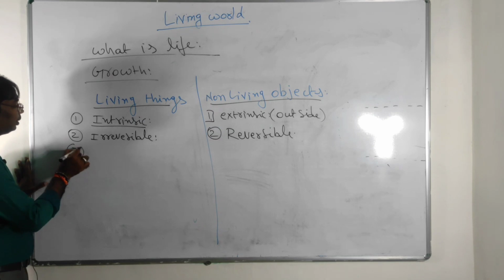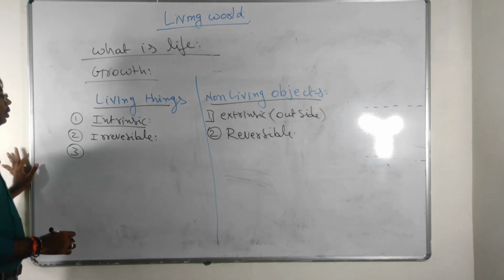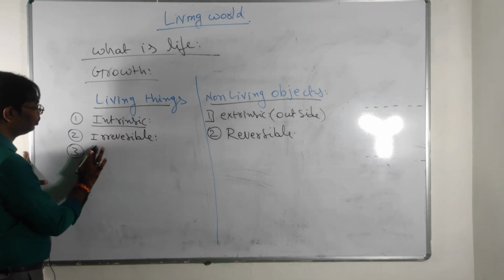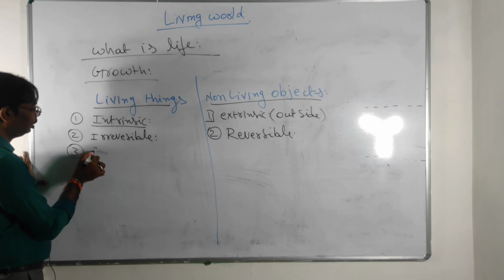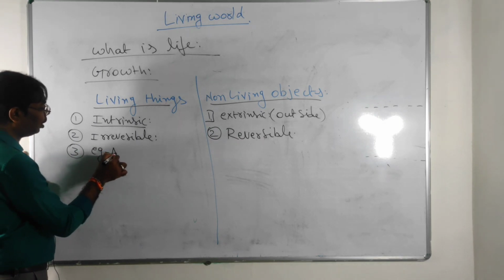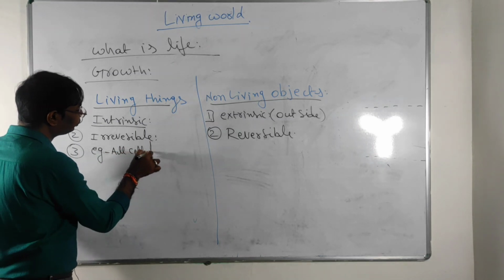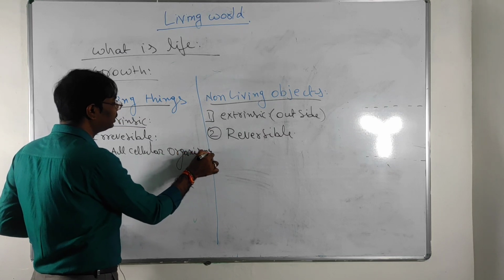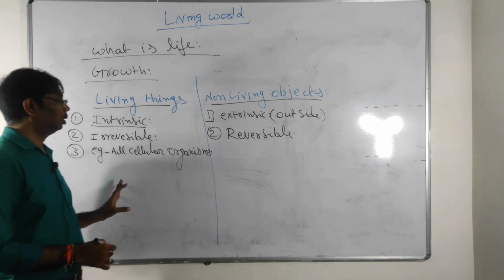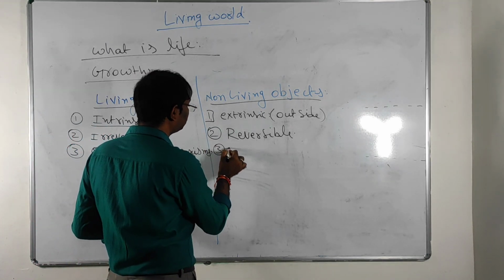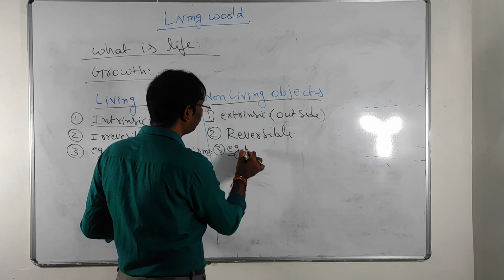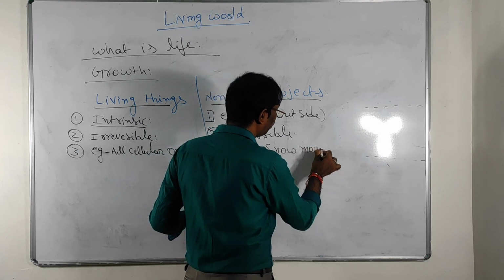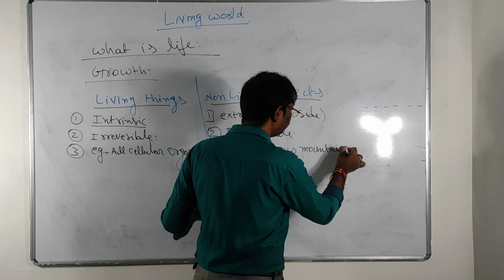Another difference between living things and non-living things: I will give examples. For living things, an example of growth is all cellular organisms. Then examples for non-living things. Example 1 I will give is the snow mountain. A snow mountain is an example of extrinsic growth.